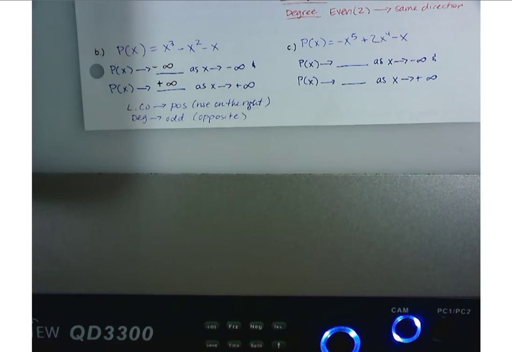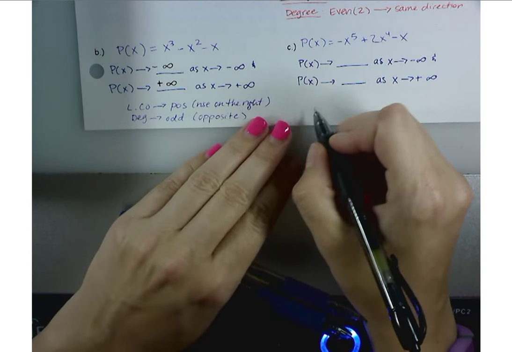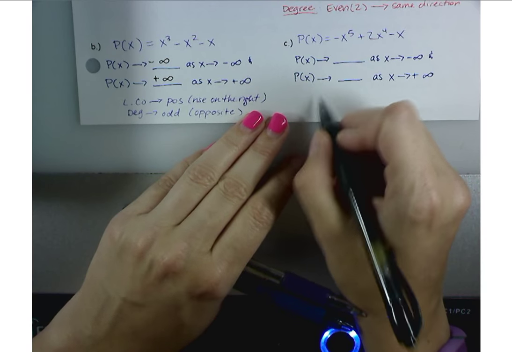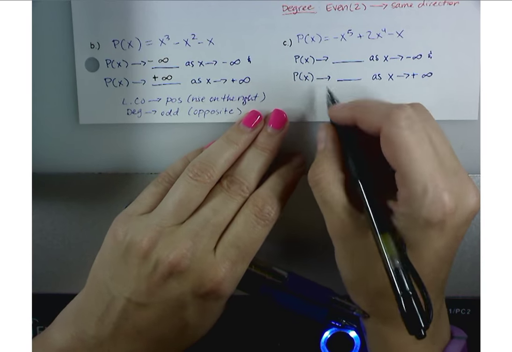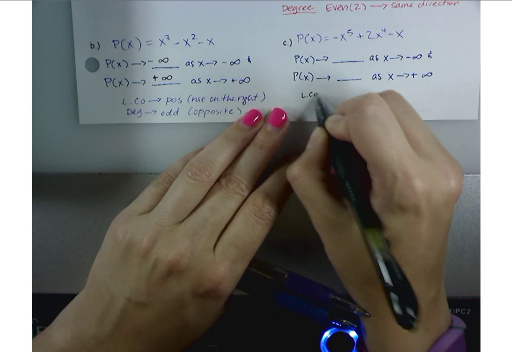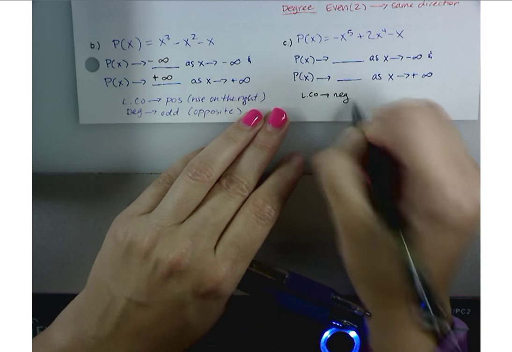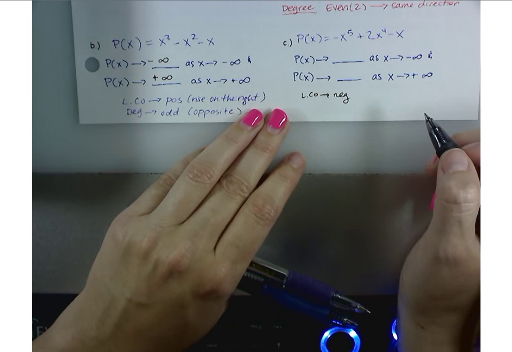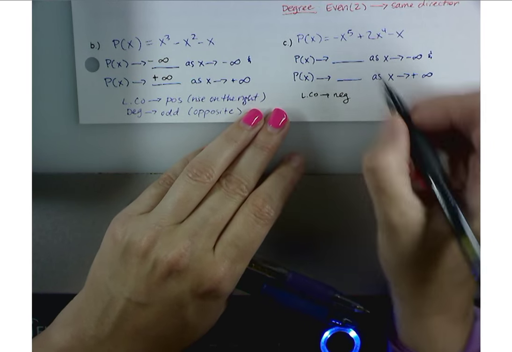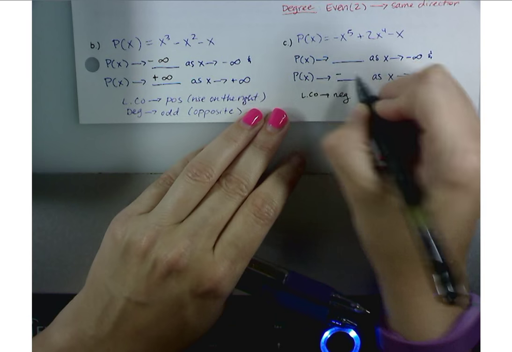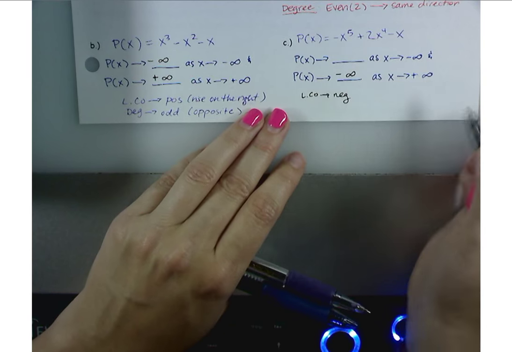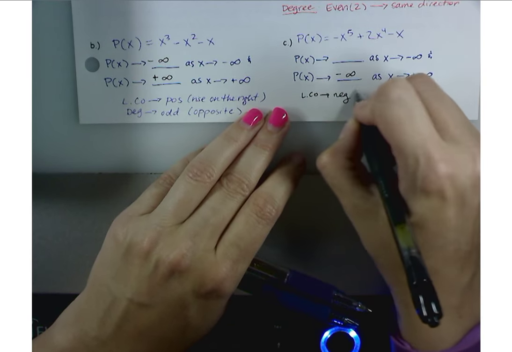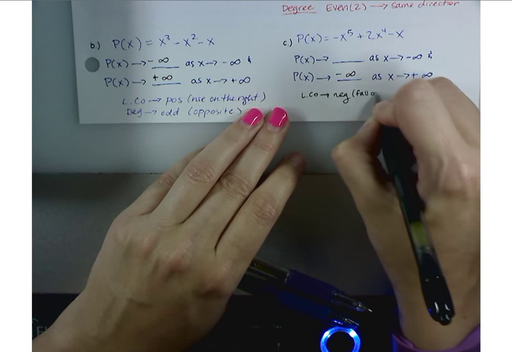Okay, and then Ryan Mays, will you tell me what you did for C? Don't tell me the answer. Tell me what you found first, okay? The leading coefficient is negative. Okay, good. So what did that lead you to do? So that means when you go to positive infinity, p of x goes to negative infinity as x goes to positive. So it's going to fall on the right.